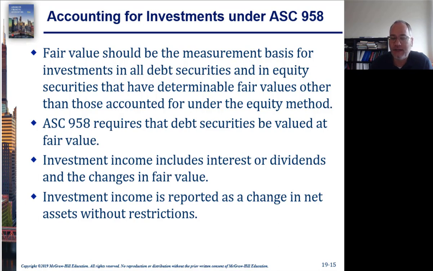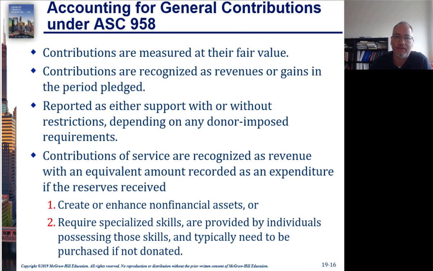And investment income is reported as a change in net assets without restrictions, provided that there are no restrictions. You could have an investment where the donor restricted the income from the investment. I suppose that could happen, and it does happen, and then it would be restricted by donor.